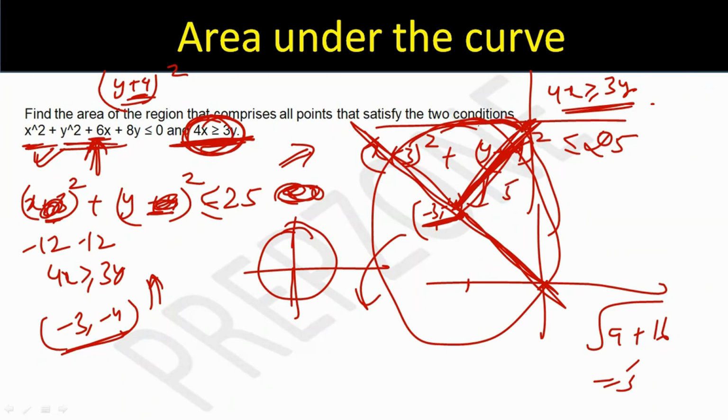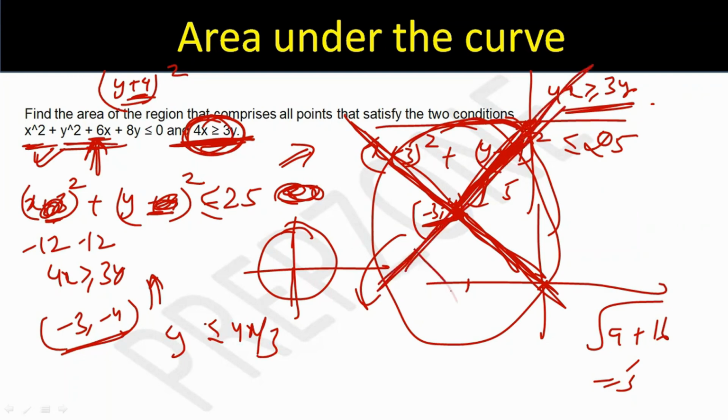So again, I'm just talking about geometry, and how do we visualize the curve? But the point here is this line actually passes through the center. So any line that passes through the center is the diameter, right? So find the area of the region that comprises all the points that satisfy the given condition. So I think if you just plot this line, this is nothing but y less than equals to 4x by 3. And this is how this line will be, right? It has to pass through the origin. And this is how the line will be.